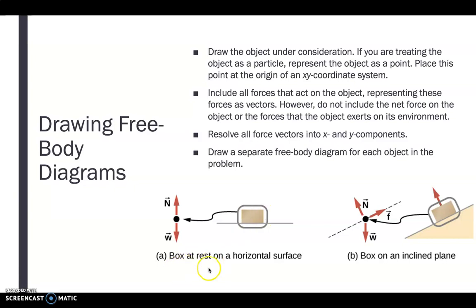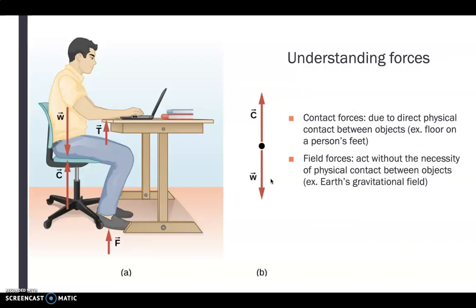Okay, so this is a box at rest on a horizontal surface. We just have the box sitting here. This is our little diagram. And then we can convert it into a free body diagram showing these different forces. Now, I'm not going to go over what these are at the moment, but we will get into this a little bit later. Okay, so let's go ahead and move on to more forces.